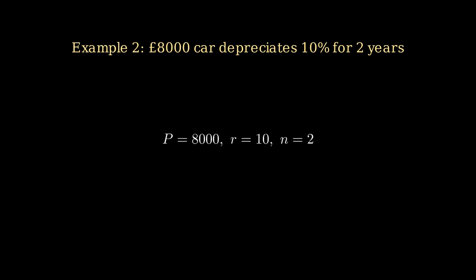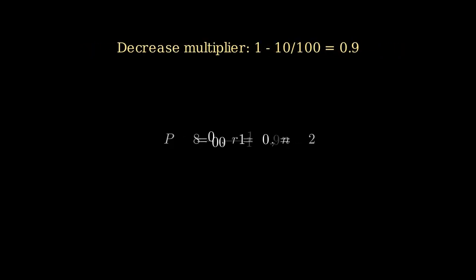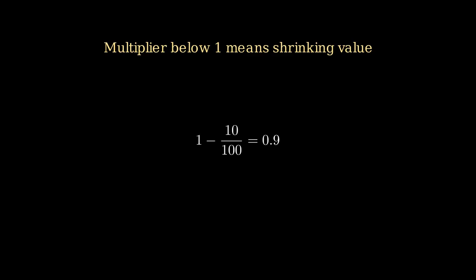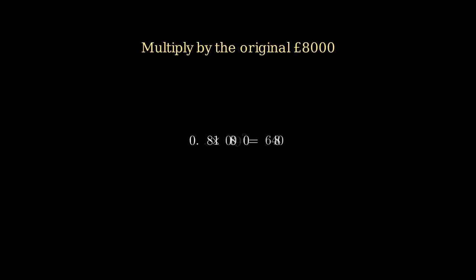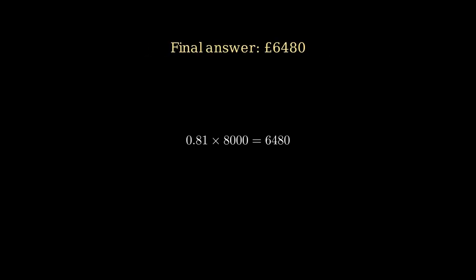Now worked example 2. An £8,000 car depreciates, that is, loses value at 10% per year for 2 years. Since this is a decrease, our multiplier is 1 − 10/100, which equals 0.9. Notice this multiplier is below 1 because the value is shrinking. We raise this multiplier to the power of the number of periods, which is 2, so we need 0.9 squared. 0.9 squared equals 0.81. Now we multiply this by the original amount, £8,000. 0.81 times 8,000 equals £6,480. That's our final answer for example 2.